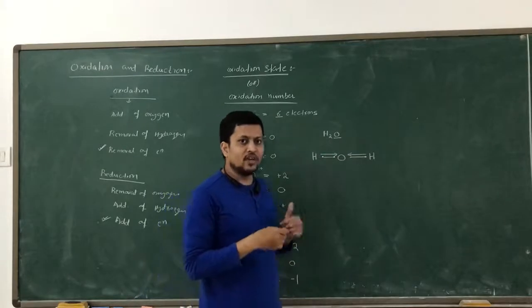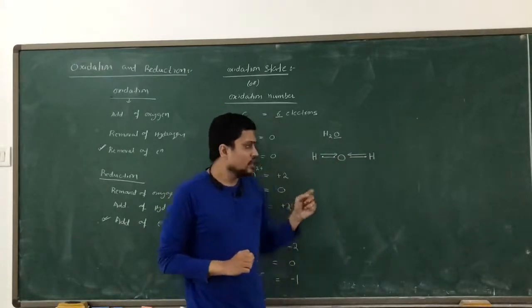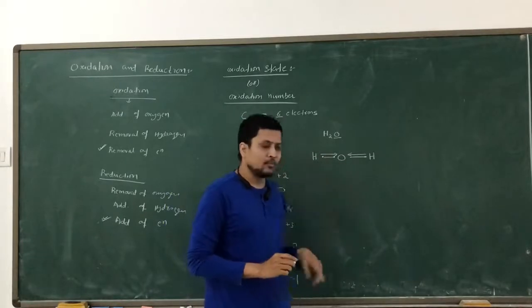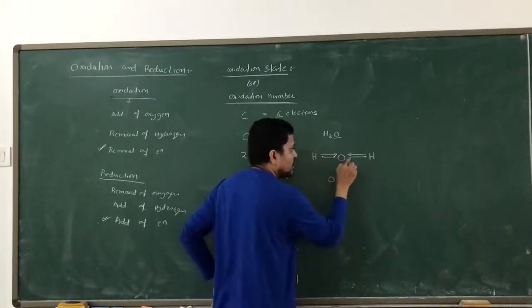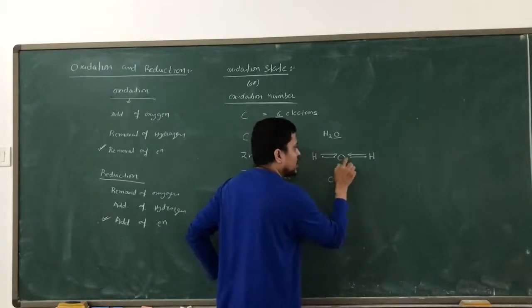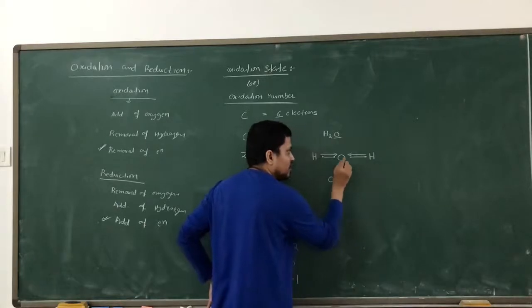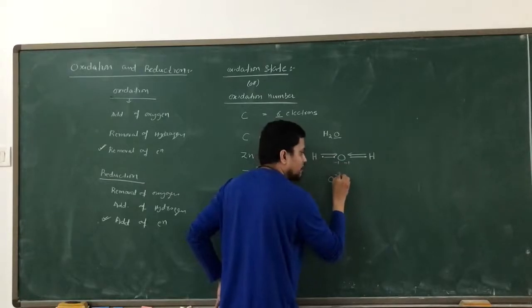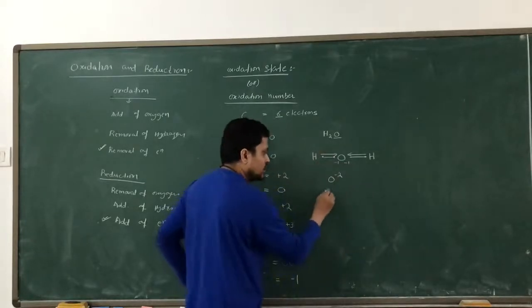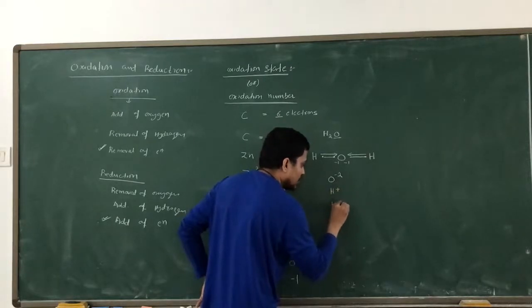That means whenever we are dissociating this compound, oxygen takes its own electron as well as the electrons of the two hydrogens. One electron they take from this hydrogen, one electron from this hydrogen. So minus 1, minus 1, that means they get minus 2. And hydrogen is losing the electron, so each hydrogen becomes H plus.